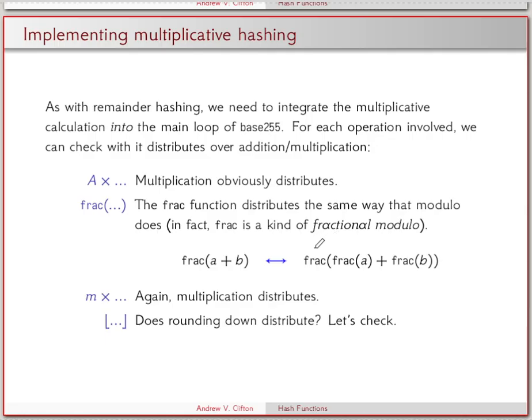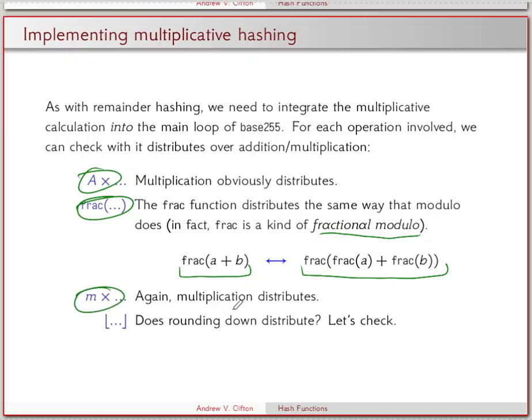Now, just like with remainder hashing, we need to take that stuff that we wrote as if we're going to do it all at the very end and move it inside the loop. So we need to ask of the operations that we're doing, which ones distribute? Which ones can I move inside the loop? The multiplication by a, that obviously distributes. The fractional part distributes the same way that modulo does. That's why it's called fmod, because it's a fractional modulo. If you do frac of a plus b, you can move that inside and do the fractional part of a plus the fractional part of b, and then just like with modulo, you might have to do an extra one around it to throw away any accumulated integer part.